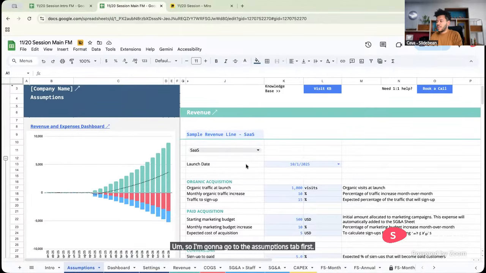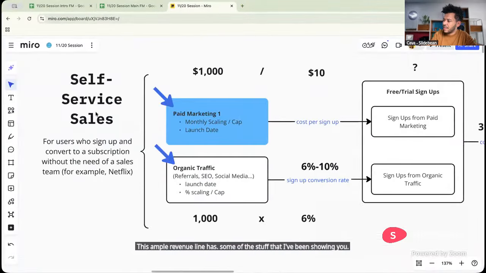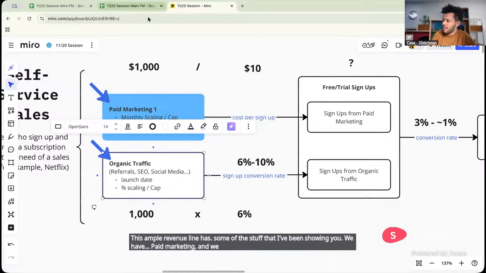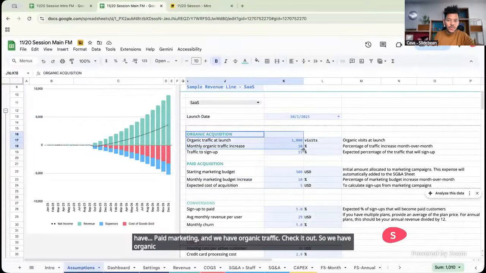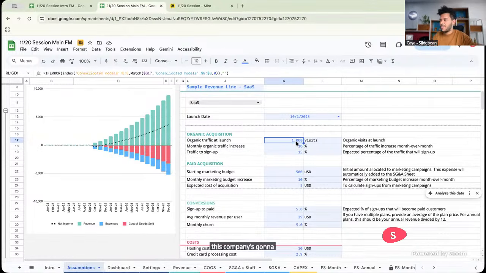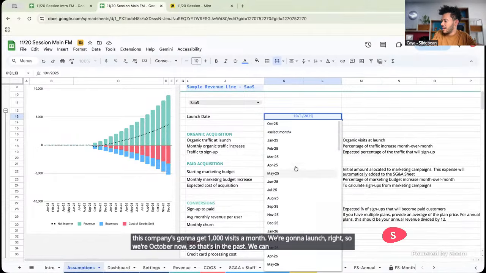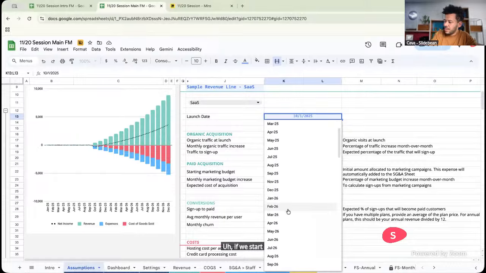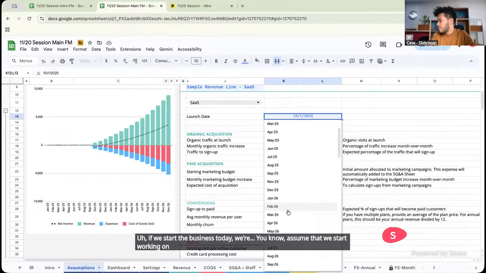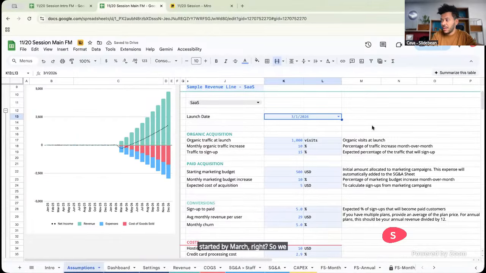Notice that here in the assumptions tab, we have what we call a sample revenue line. This sample revenue line has some of the stuff that I've been showing you. We have paid marketing and we have organic traffic. We have organic acquisition, and we can assume a certain number of visits, so we can say this company's going to get 1,000 visits a month. We're going to launch. We're in October now, so that's in the past, and we can move that down. If we start working on this today, we're probably going to be launching by March, so we can use that to push the model further.